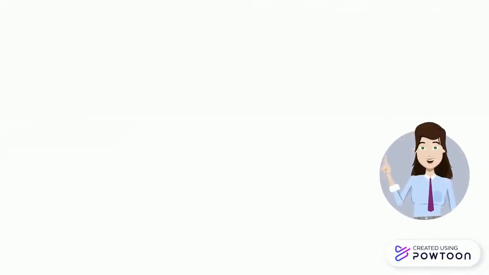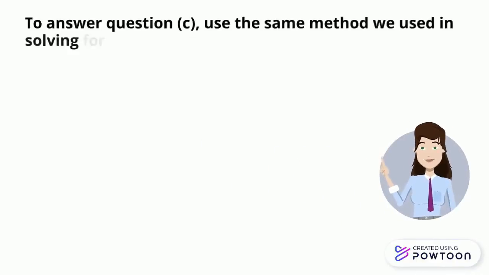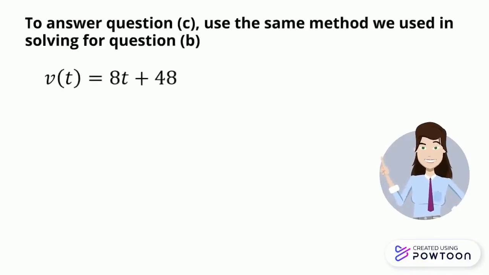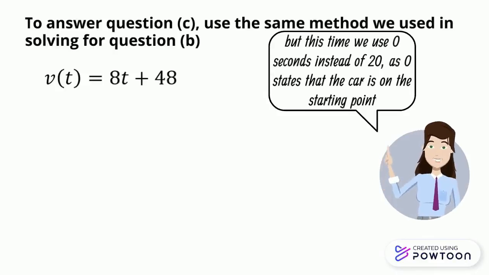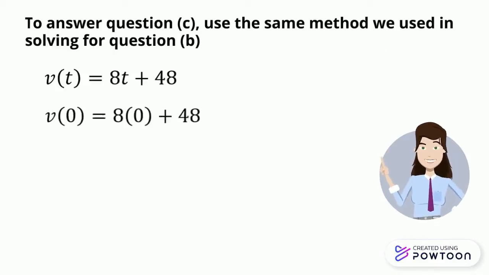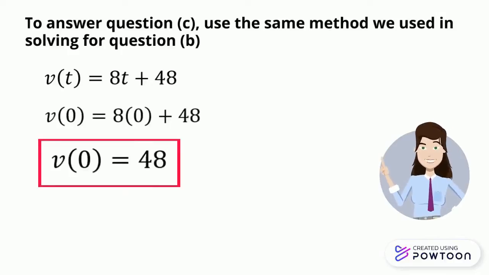To answer question C, we are going to use the same method or formula we used in solving question B. In this question, we are looking for the starting instantaneous velocity of the car. We are going to use 0 seconds as the state that the car is at the starting point. We just have to substitute. So our velocity is equal to 8 multiplied by 0 plus 48. 8 times 0 is equal to 0. So 0 plus 48 is simply 48. Therefore, our starting instantaneous velocity is equal to 48 meters per second.